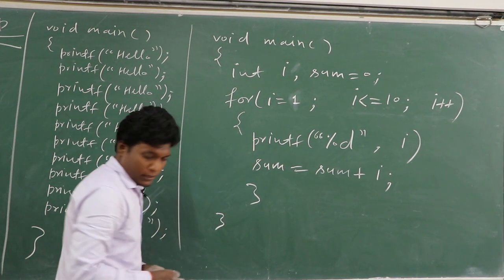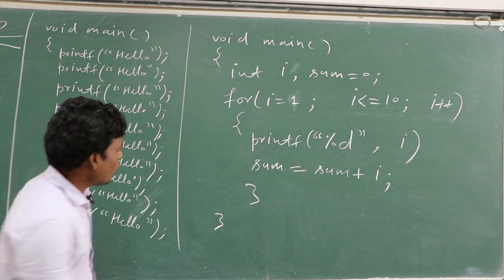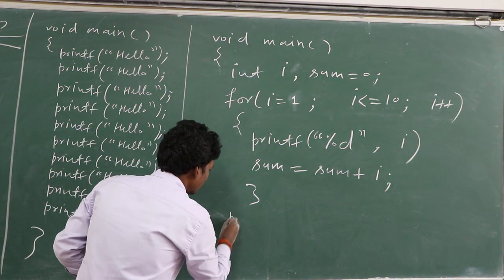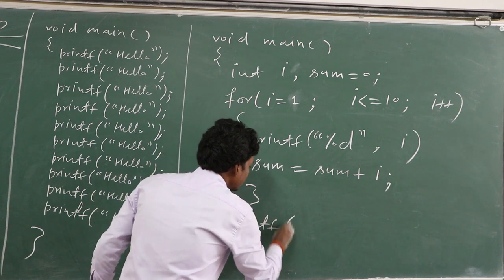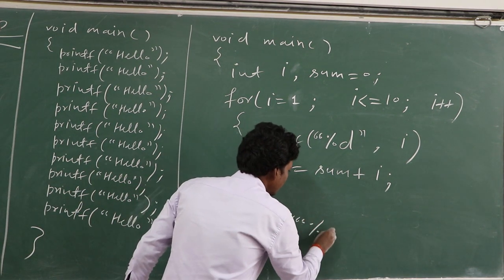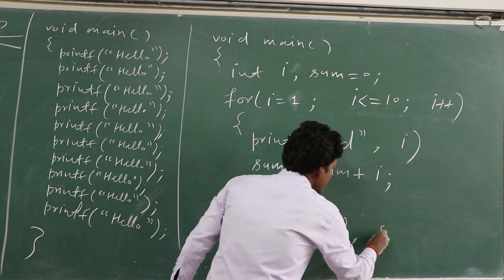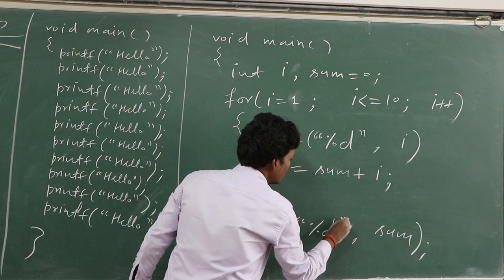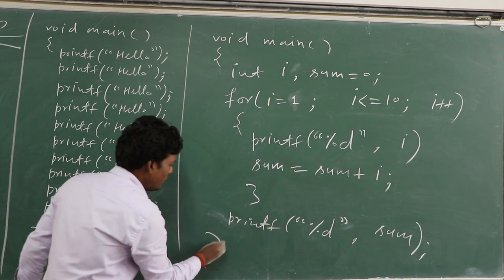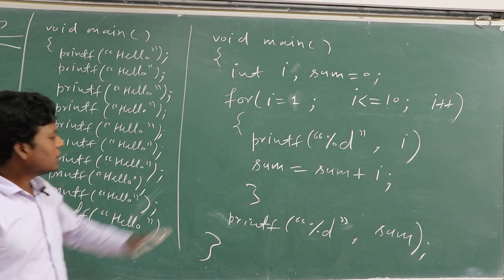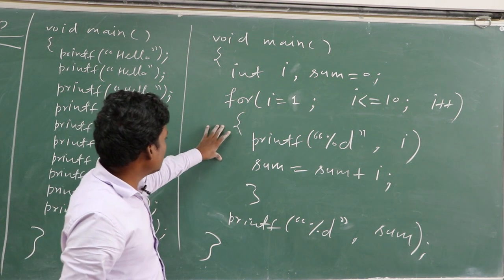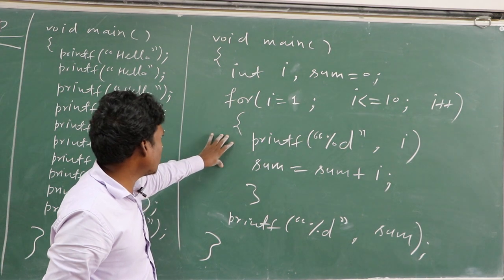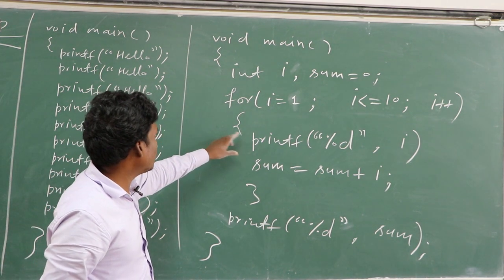Okay, now print sum. printf %d, the result is printed here, after the loop, and main is closed here. Class, this program is used to calculate the sum of 10 natural numbers, the sum of natural numbers from 1 to 10.